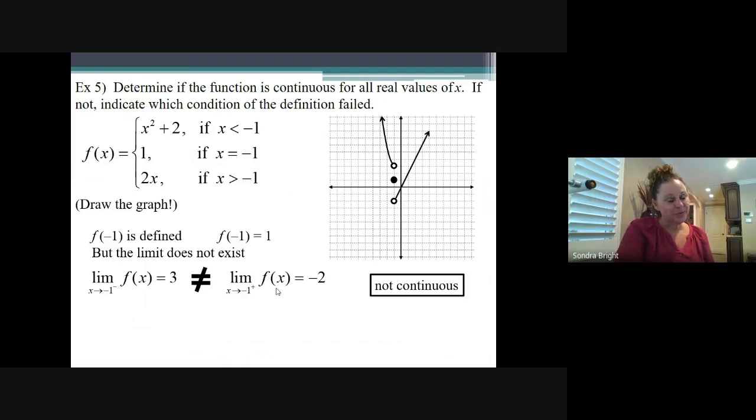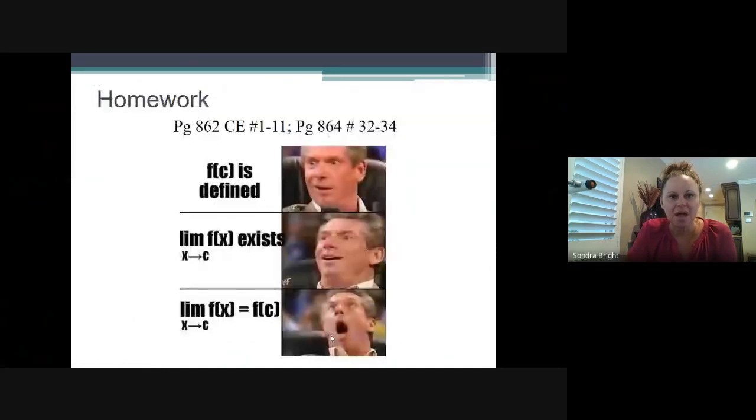There you go. You can have ones where it's defined, and the limit exists, but then if these two guys didn't match, then it could fail continuity that way also. Anyway. All right. Here is your homework.